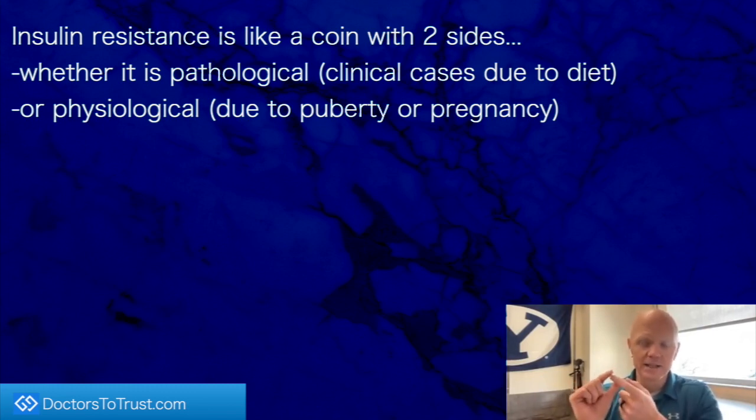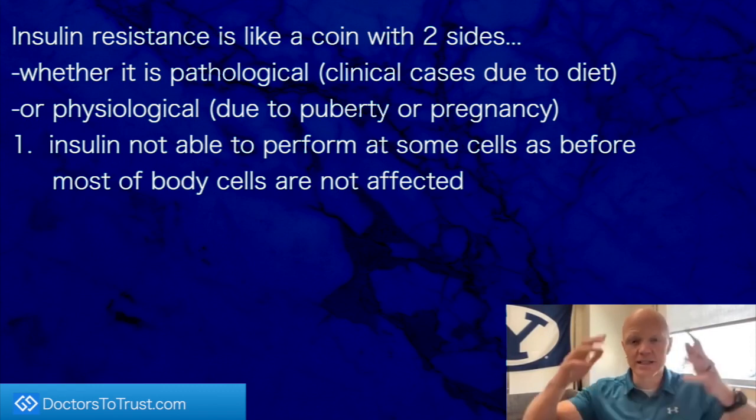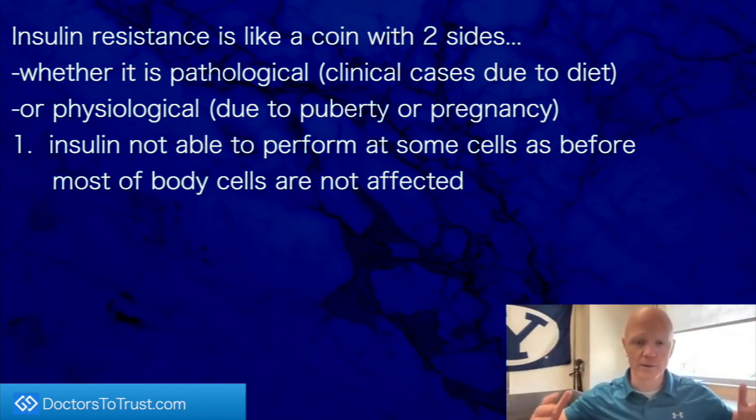On one side is the fact that insulin isn't working the same way that it used to. So the hormone insulin isn't able to do all the things it used to at some of the cells of the body. Emphasis on some of the cells. Most of the body's cells respond to insulin as well as they ever did. So it's not like it's a global or universal phenomenon within the body.